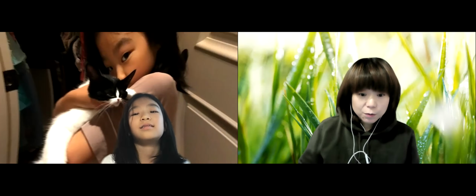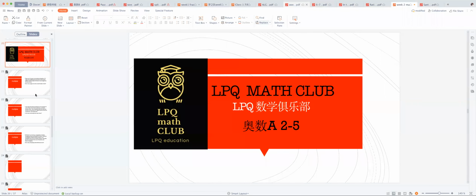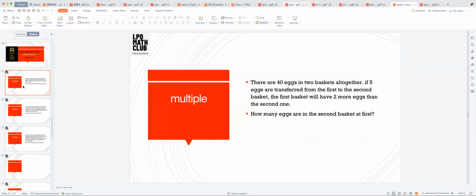Okay, so let's take a look at how your last week's homework went. It's good. Let's take a look at multiplications number 5. Emma, could you please read the question for me? There are 40 eggs in 2 baskets altogether. If 5 eggs are transferred from the first to the second basket, the first basket will have 2 more eggs than the second one. How many eggs are in the second basket at first? I'm going to hit pause and let you try it yourself, okay?